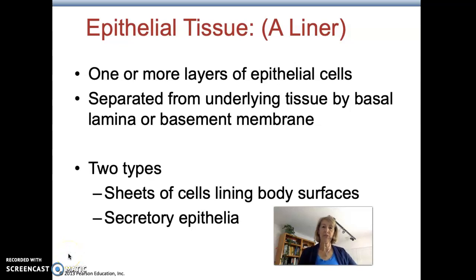Hello all and welcome to part 2 of tissues. So we've gone through how cells join. We're going to move on now to the actual tissue, the epithelial tissue.